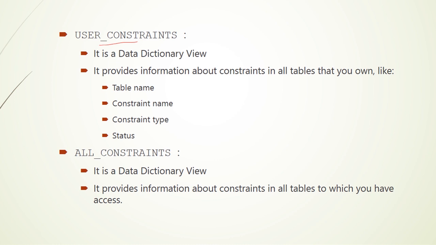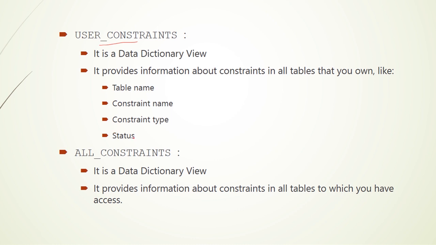The first data dictionary view, USER_CONSTRAINTS, provides information about constraints in all tables that you own, like the table name, the constraint name, the constraint type (not null, check constraint, foreign key, primary key, unique key, and so on), and the status of the constraint: is it enabled or disabled? So if you have a table, for example the employees table, and you want to get information about all constraints created on it, you can use the USER_CONSTRAINTS data dictionary view to get all information about those constraints.